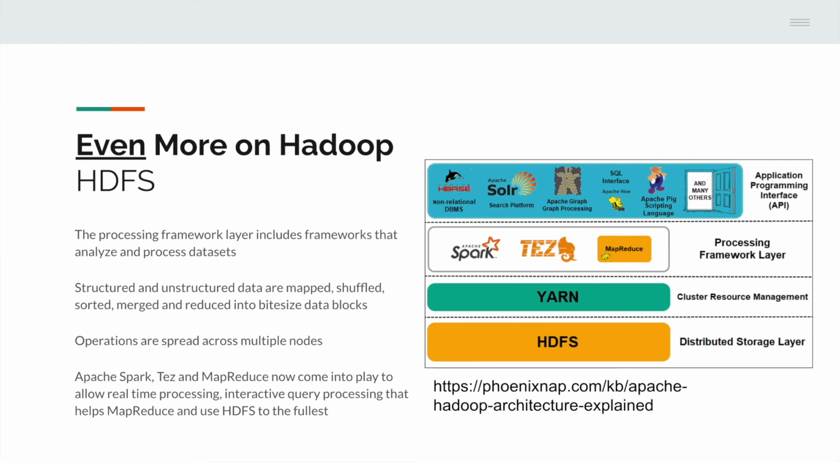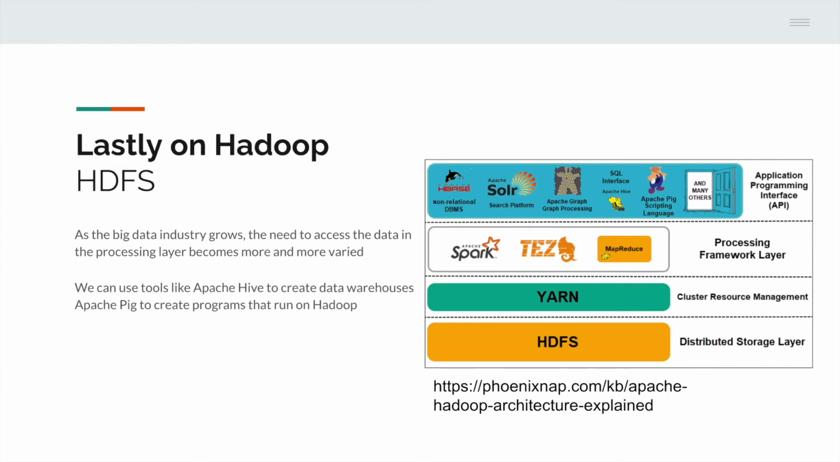Even more on Hadoop. I promise we're nearly done. So as you can see from my chart on the right, we've talked about the distributed file system at the bottom in yellow. We've spoken about Yarn. Now we're going to talk about the processing framework layer. And it includes frameworks that analyze and process datasets. Structured and unstructured data are mapped, shuffled, sorted, merged, and reduced into bite-sized data blocks. These actions, by the way, of mapping, shuffling, sorting, merging, reducing, are handled by MapReduce. Operations are spread across multiple nodes. Things such as Apache Spark and Tez help MapReduce and use the Hadoop distributed file system to the fullest, to take full advantage of it.